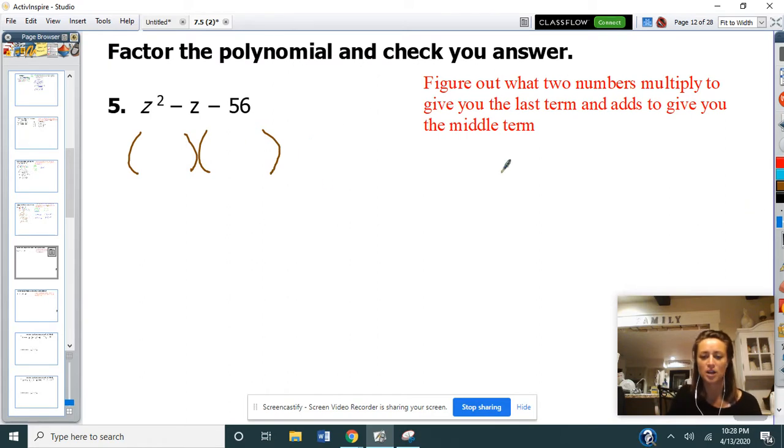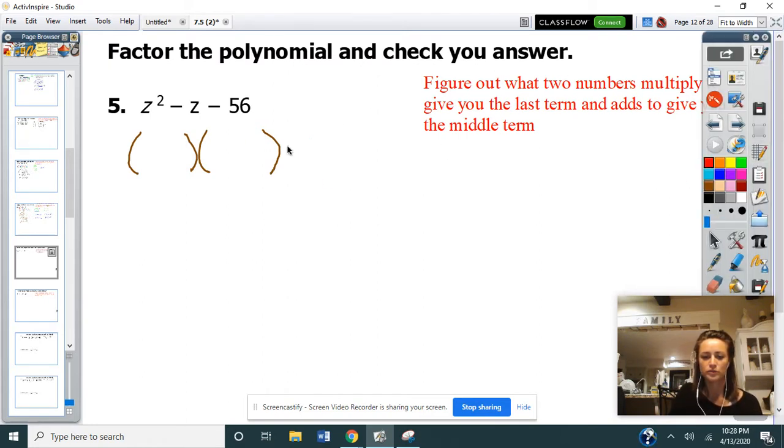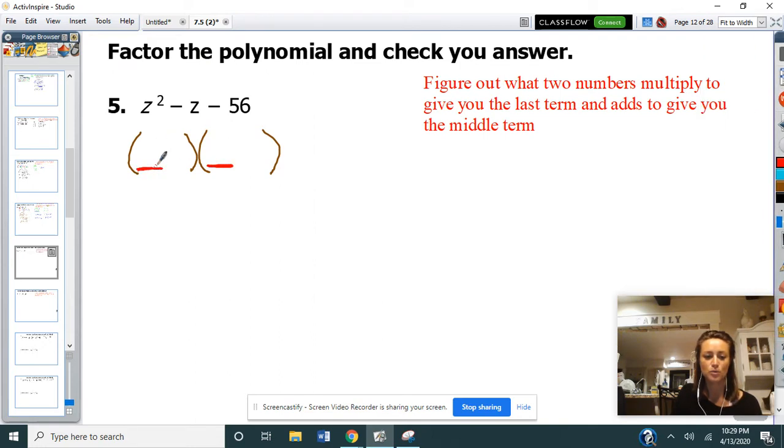And it's still the same process. So the first term that goes here and here, they have to multiply to give me z squared. So now it's on z. What multiplies to give me z squared? Well, z times z gives me z squared.